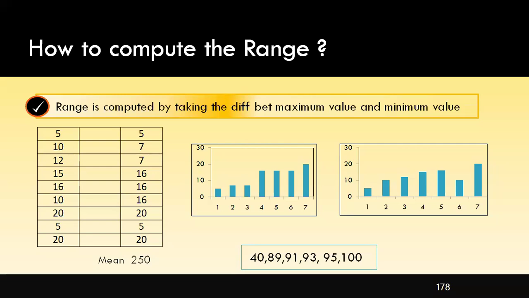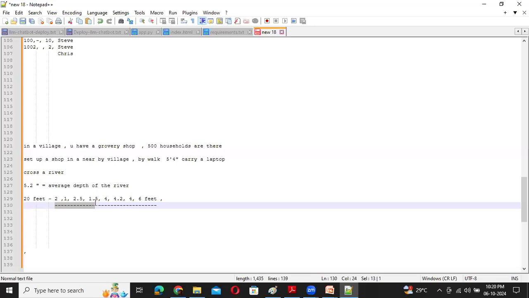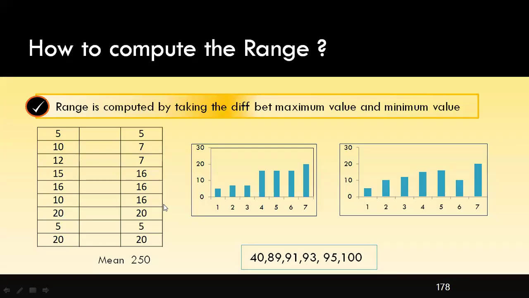Simple example: if you exclude 40 here, you are left with 89 and so on, till the 100. If you compute the range, 100 minus 89 is 11 only. Since 11 is a smaller number, we can tell the spread is less. And if you include the outlier 40, 100 minus 40 is 60, and that makes you think, oh, 60 is a big number. So too much volatility is there. That's why I told you range is sensitive to outliers.